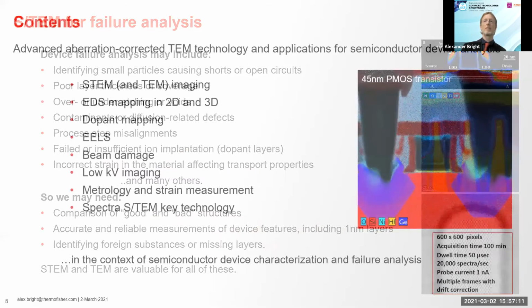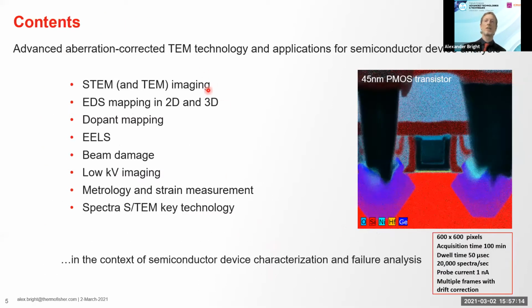So the main topics I'm hoping to cover today are, first of all, imaging, STEM and TEM, EDS in 2D and 3D, dopant mapping, EELS, we heard a bit about EELS, talk about beam damage, which is often limiting the quality of data we can acquire, and also low kV imaging, which is connected, and a bit about metrology and strain measurement, and finally introduce some key technology of our Spectra STEM platform. And I'll try to do this in the context of semiconductor device characterization and failure analysis.